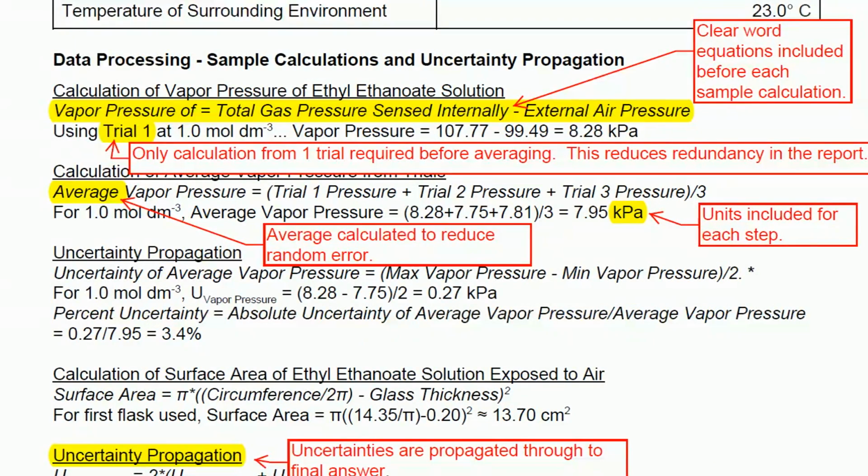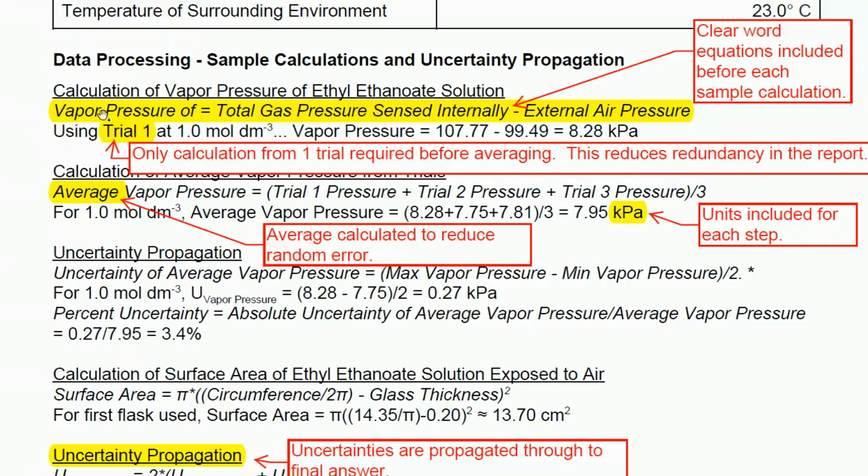The data processing section of a successful internal assessment consists of 2 major components: sample calculations and uncertainty propagation. The whole point of including sample calculations such as this is that it allows the reader and the IB moderators to clearly understand the mathematical processes that were used in your lab to come up with your final answer in an attempt to answer your research question. Therefore, it's a good idea to use clear word equations before each sample calculation, which is very clear, as you can see here by the yellow highlight.